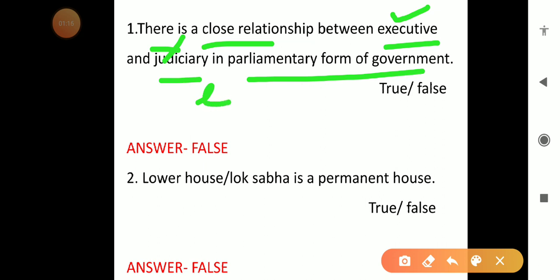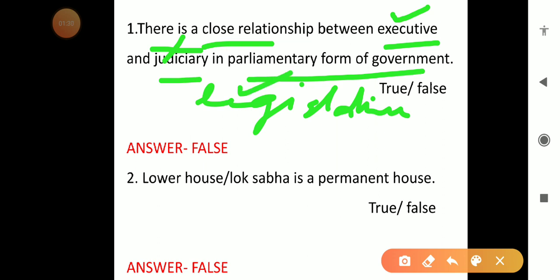But as far as parliamentary form of government is concerned, there is a relationship between executive and legislature, not judiciary. So executive and judiciary, there is no relationship between executive and judiciary in parliamentary form of government. There is relationship between executive and legislature. So the statement is false. The answer is false. Hopefully you got it. In parliamentary form of government, there is close relationship between executive and legislature. Executives are chosen from legislature itself.